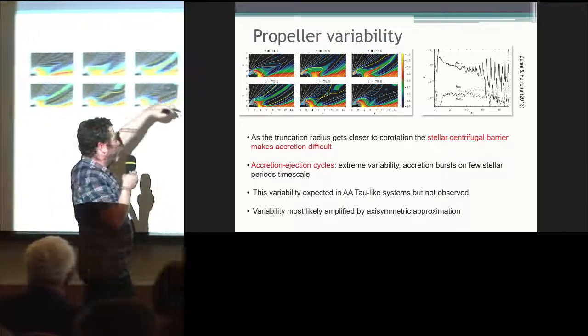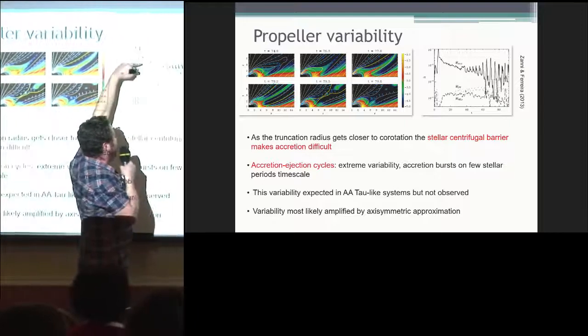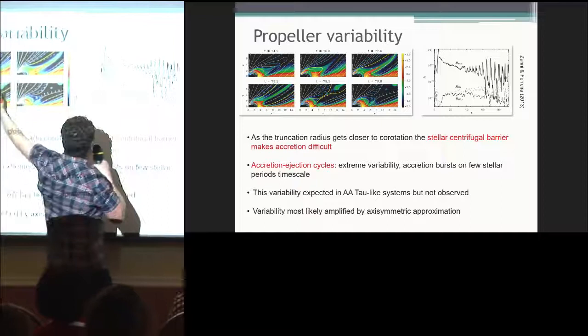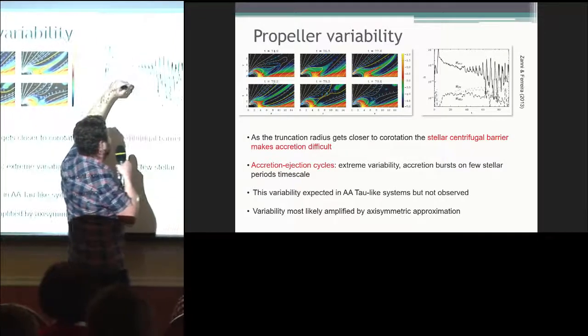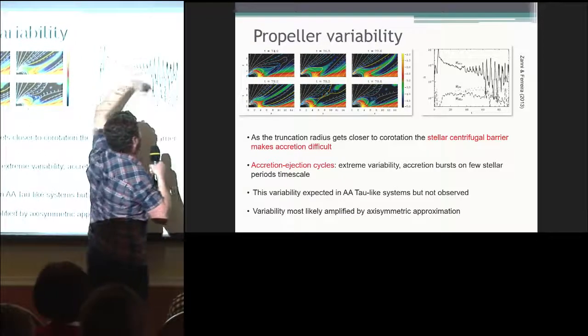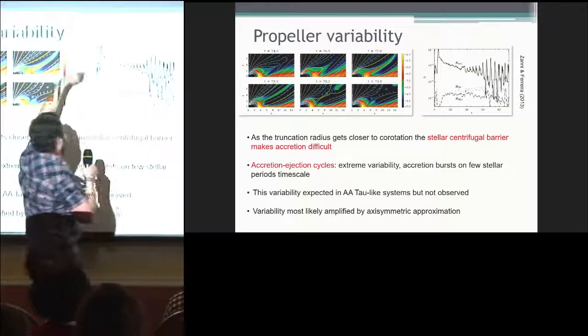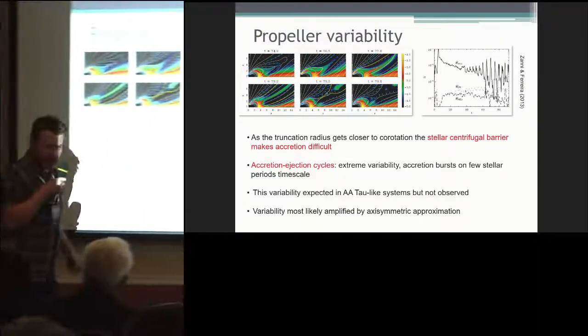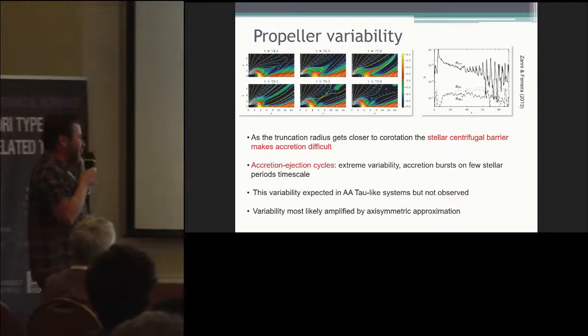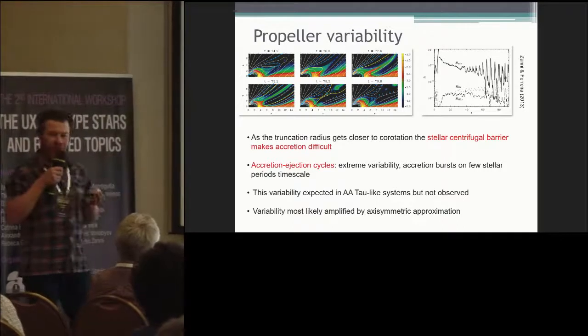So for example, here you have an example of a system where in time the accretion rate goes down, so the truncation radius goes towards the co-rotation radius. At some point it enters this propeller regime. The amplitude of these oscillations is huge. It's more than 1 order of magnitude, and the time scale again is a few stellar period time scales.